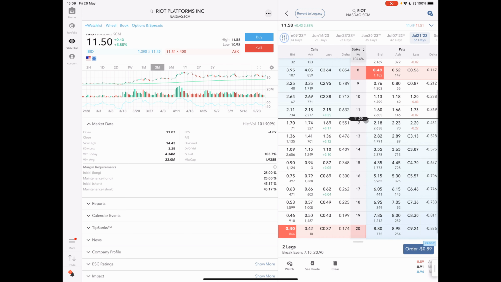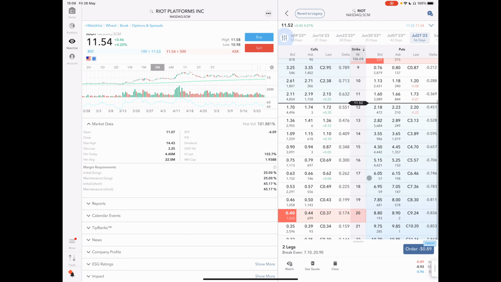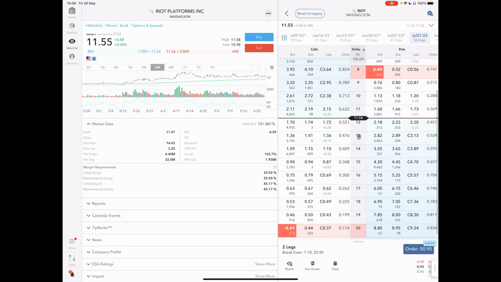So you can see here, I'm going to do the 17 delta. I don't think Riot's going to go up $9 anytime soon. And yeah, I'm just going to do that. And what you'll notice here is if you look at the price of 11.5, there's a lot less gap than to the upside. We've got about $9 gap here, and we've got about $4 gap here. And that is what's called skew.